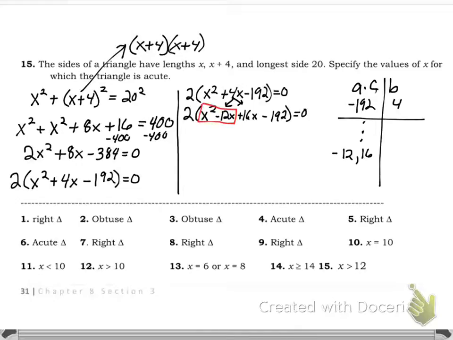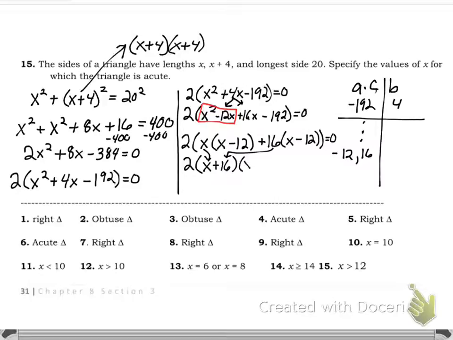Now I'm going to treat this as 2 different binomials. So I'm going to leave that 2 outside. And my first binomial I'm going to pull an x out of, so it's x times x minus 12. And the other one I can pull out a 16 to give me x minus 12 as well, because 192 divided by 16 gives me 12, equals 0. So then we have 2 times x plus 16, because we smoosh these 2 together, times x minus 12 equals 0.